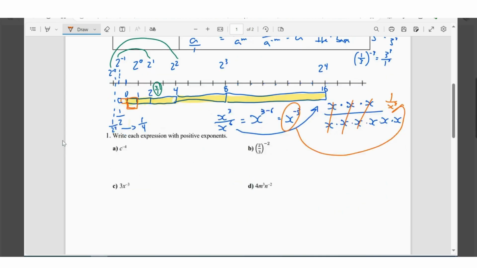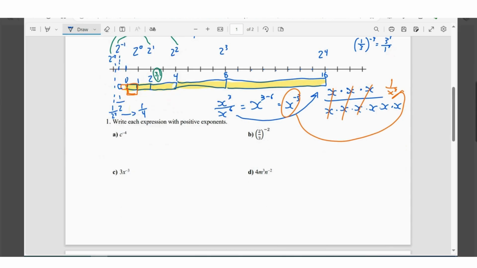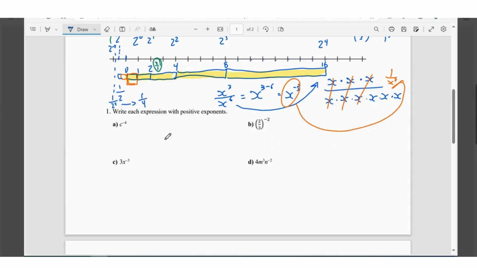Those, I think, are my best ways of demonstrating why this works. And now let's do some examples together, and hopefully that'll help you out. So here we have c to the power of negative 4, which equals 1 over c to the 4.